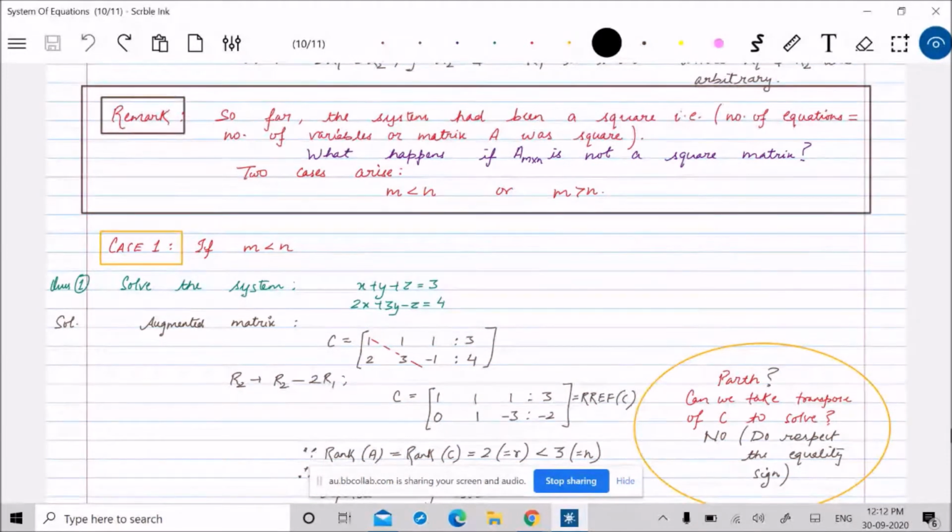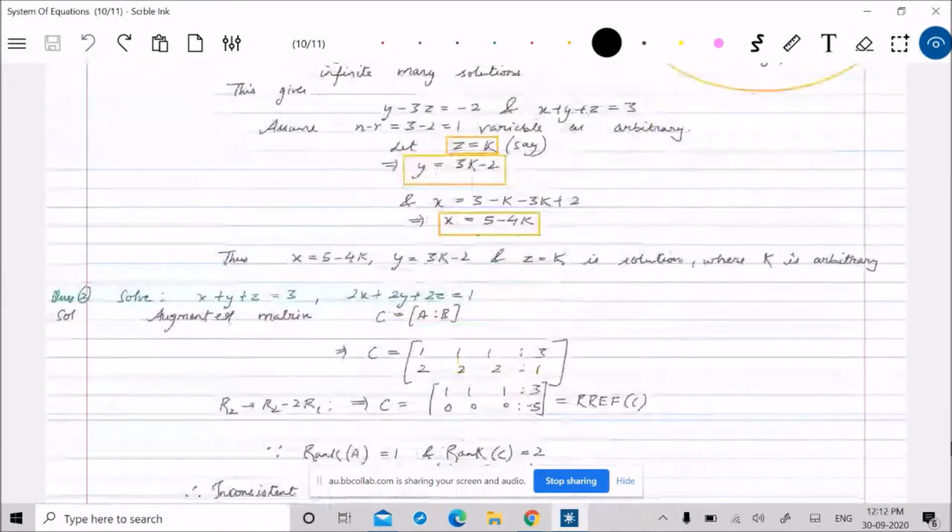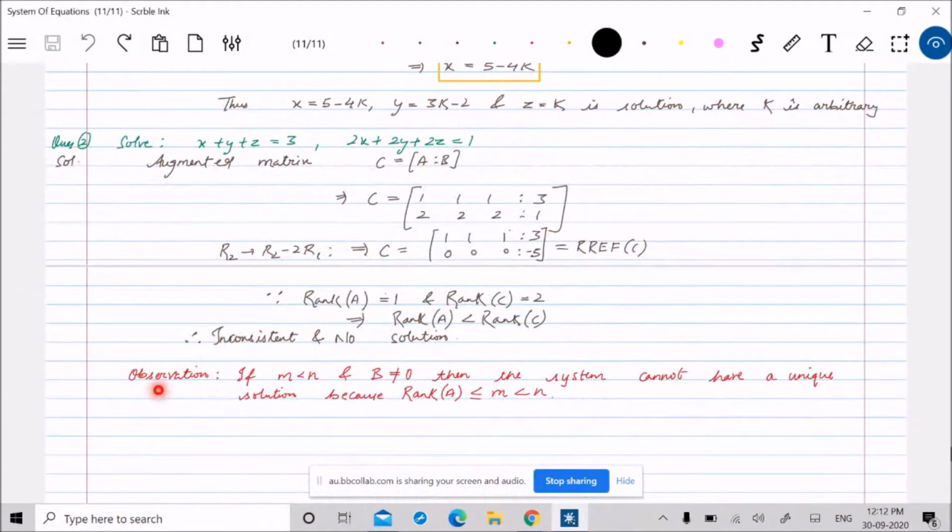Or equivalently, you can say that m is the number of rows in A, n is the number of columns in A, right? Okay, fine. So this was our case number one where we started with m less than n, right? And we did these two questions, and there was an observation that whenever m is less than n, that is, the number of equations is lesser than the number of variables, and the right hand side is not equal to 0, then the system cannot have a unique solution.